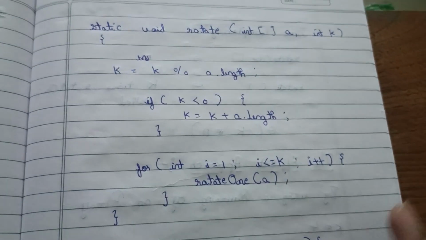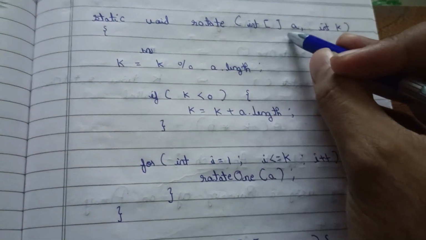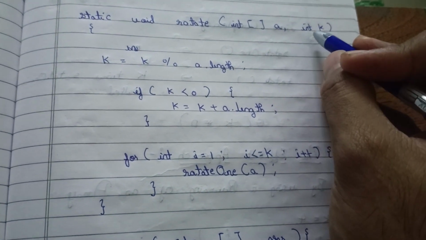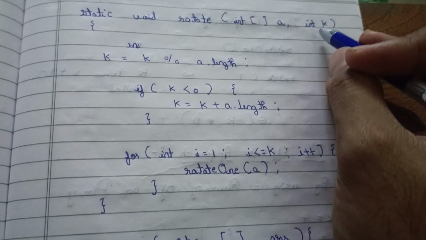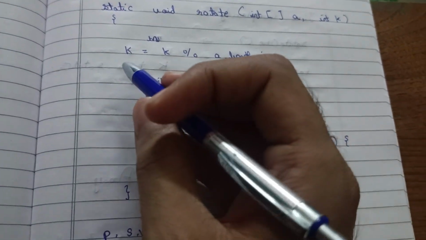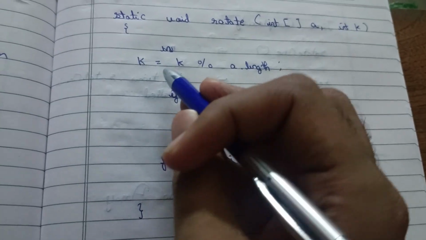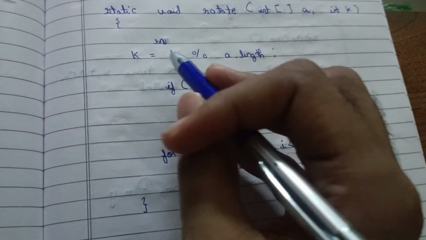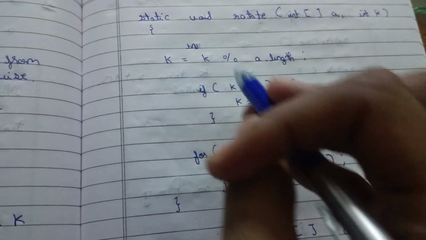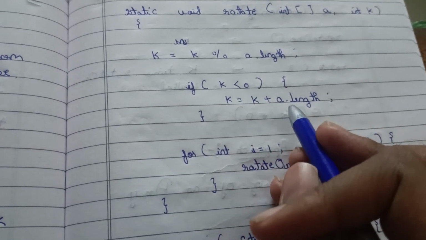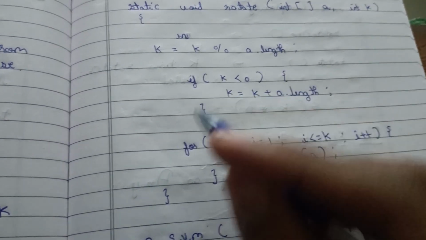So what we'll do here is we'll take the array and the number of times you have to rotate the array. So first we will check the array index, sorry, this is the rotation, the number of times we have to rotate. K mod length of the array will give us the number of rotations we have to do. So we are checking here: if it is a negative value, we will add the length of the array.